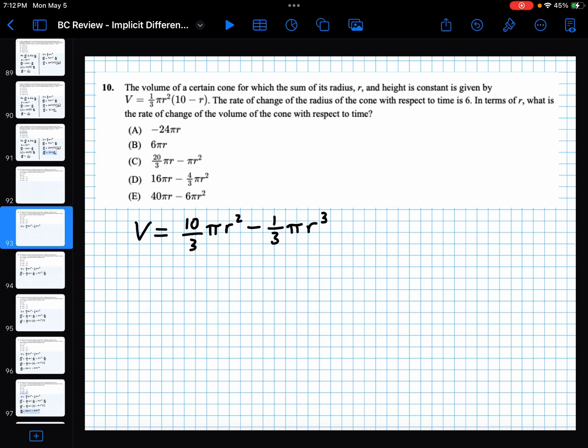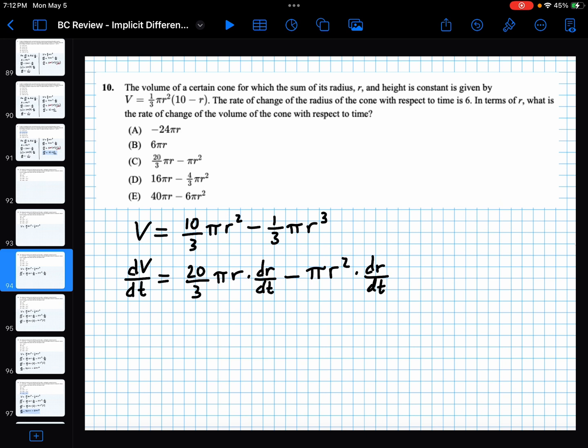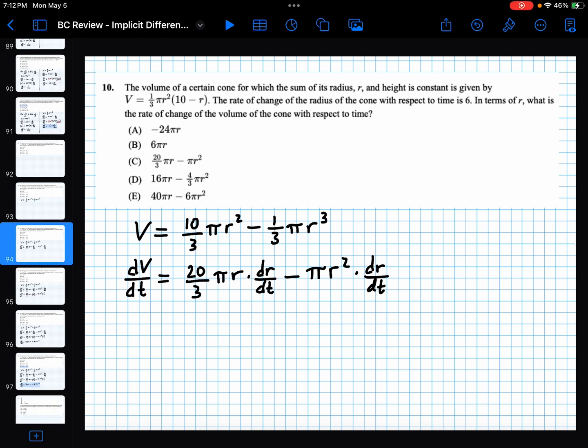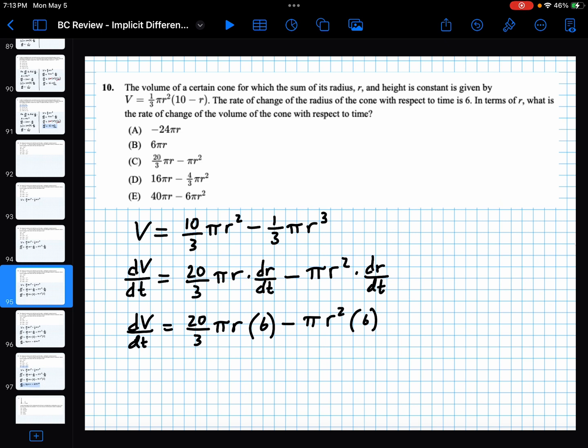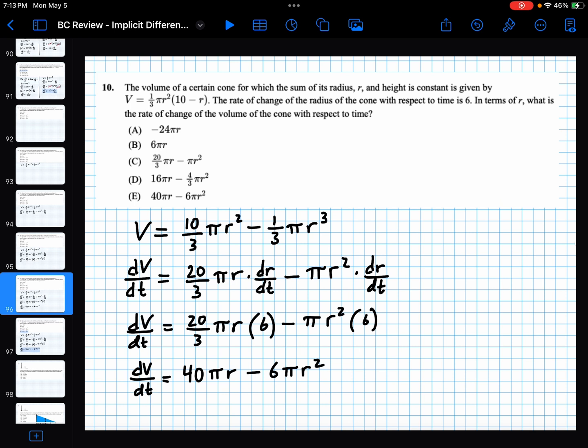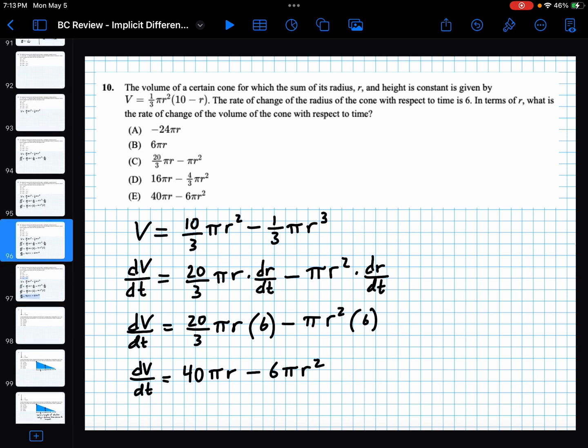Now I take the derivative of everything with respect to time, and we wind up with this. And you can stop the video and look over that just to make sure that you're okay with that. Remember, every time there's an r derivative, you have to multiply by dr dt. Now they told us dr dt was equal to 6, so I'm going to do those substitutions, clean this up a little bit, and when I do that, I wind up with 40 pi r minus 6 pi r squared, which is of course a match to choice E.